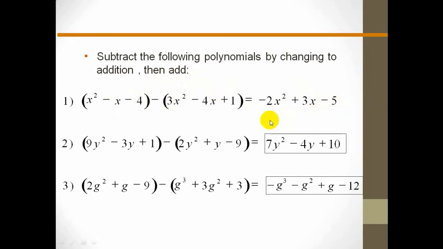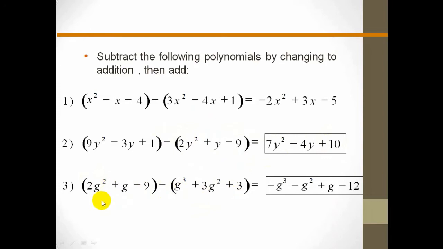is equal to minus 5. Similarly, another example, 9y square minus 3y plus 1. Subtract this polynomial from this, 2y square plus y minus y. So 9y square minus 2y square means 7y square, minus 3y minus y is minus 4y, plus 1 minus minus plus 9 is 10. Now 2g square plus g minus 9 minus into g cube plus 3g square plus 3, to subtract this polynomial from this polynomial.